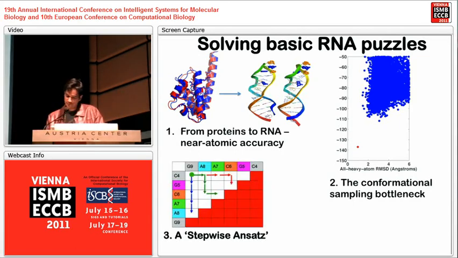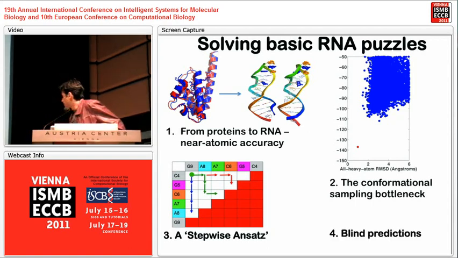So the heart of my talk will be a new set of ideas, what we're calling a stepwise ansatz, that I'll propose resolves this conformational sampling bottleneck. And at the end of the talk, I'll show initial results in what we think are the most rigorous tests of a computational method, blind predictions.